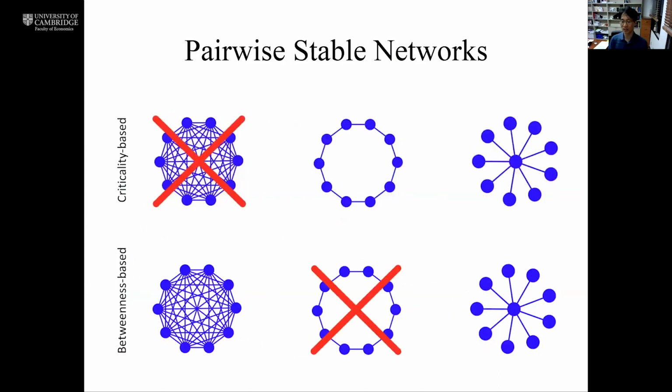Now we can make some theoretical predictions based on the criticality pricing and the betweenness pricing. But the key idea is that the circle network is the pairwise stable network under criticality, but not under the betweenness pricing. However, the hub-spoke networks are the pairwise stable networks under both pricings.